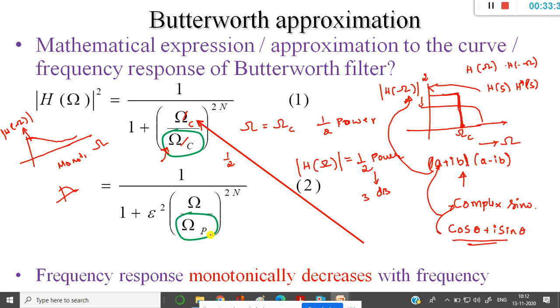So this is the start of the Butterworth approximation method, and if you are free in the afternoon, I'll complete this part of the derivation today itself. Let me wind up. I'll stop the recording now.